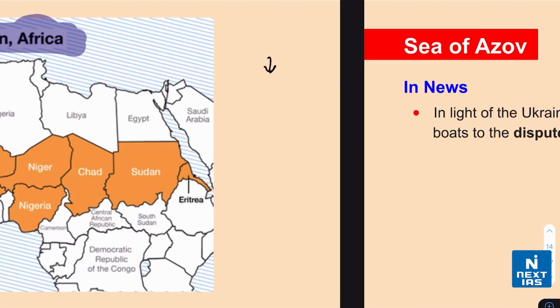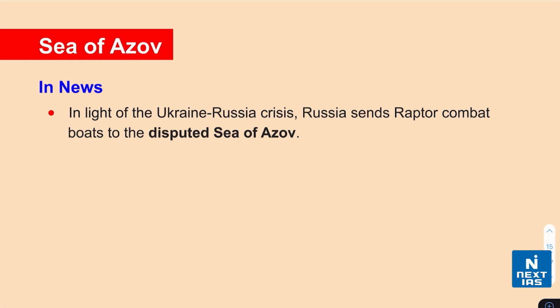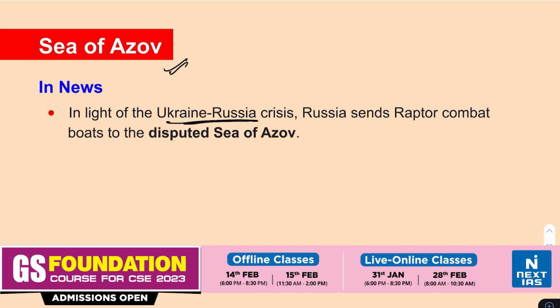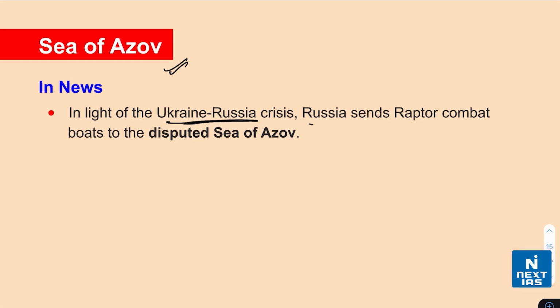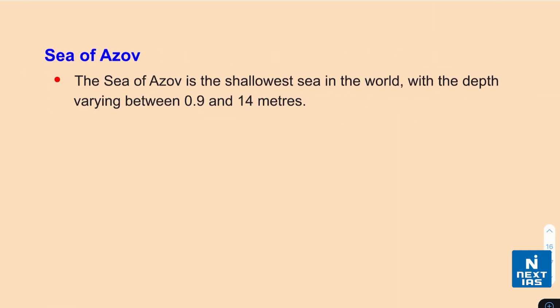Moving on, let's talk about the Sea of Azov. With this, we'll also discuss the Ukraine-Russia crisis and the surrounding important regions like the Black Sea and other seas. In light of the Ukraine-Russia crisis, Russia sent combat boats to the disputed Sea of Azov. The Sea of Azov is the shallowest sea in the world, with a depth of about 0.9 to 14 meters.